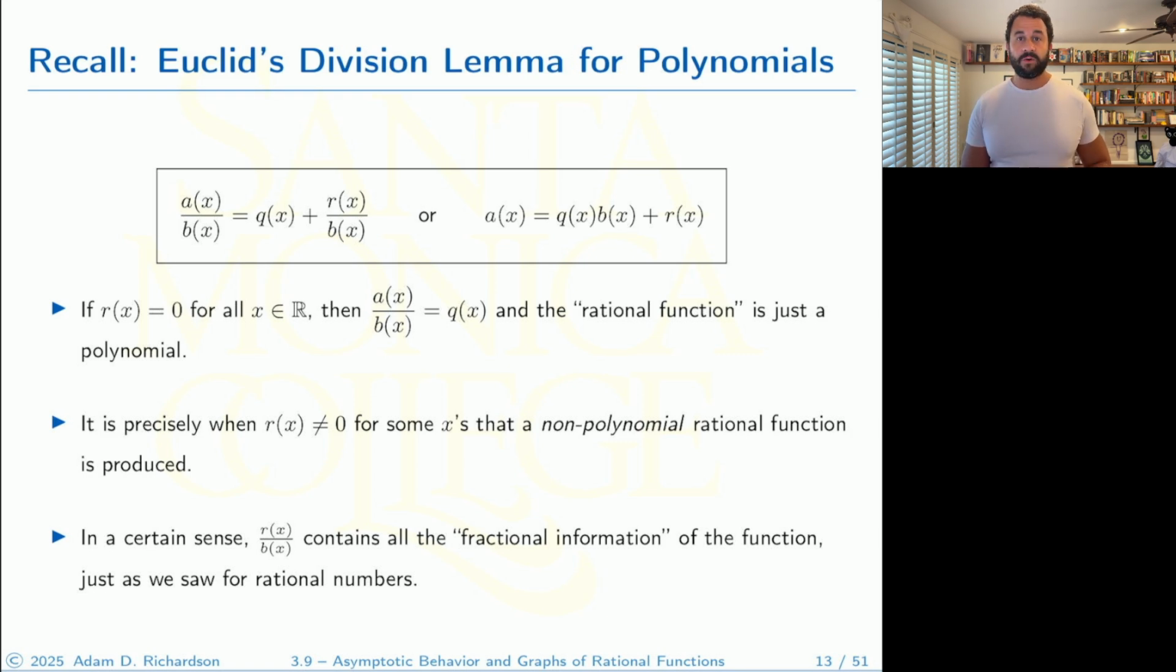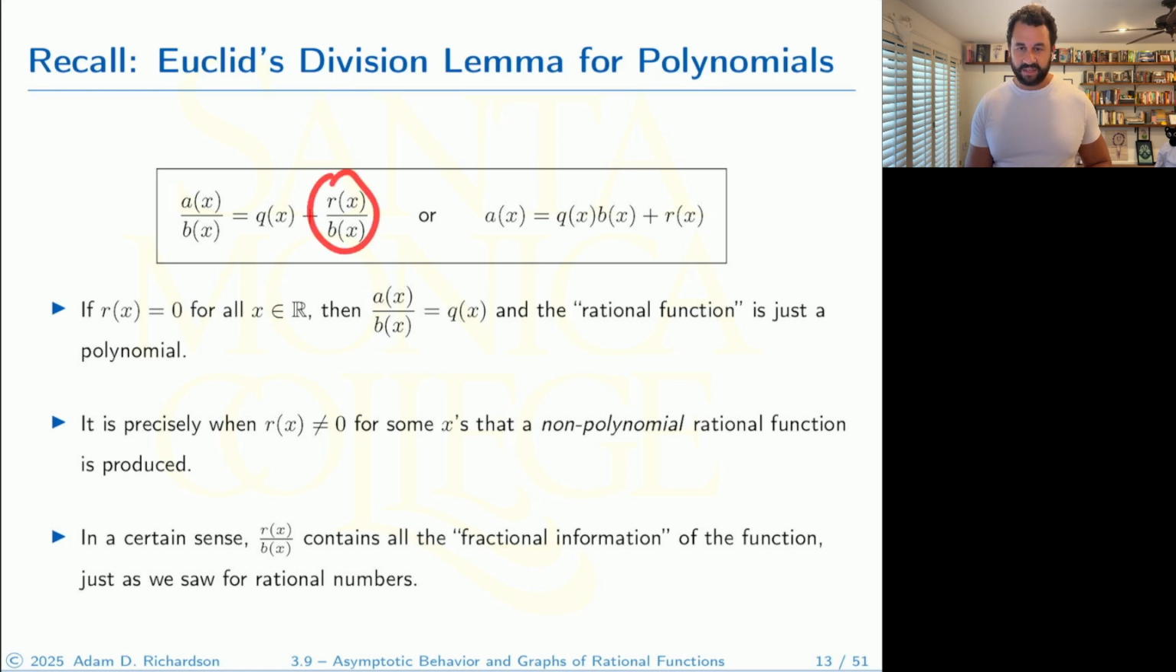So just like before when we talked about rational numbers, this fraction here, r of x over b of x, contains all of the fractional information of the function. Because once you perform the division algorithm, it's like you're pulling out all of the whole components, and then you're left with a proper fraction here at the end.